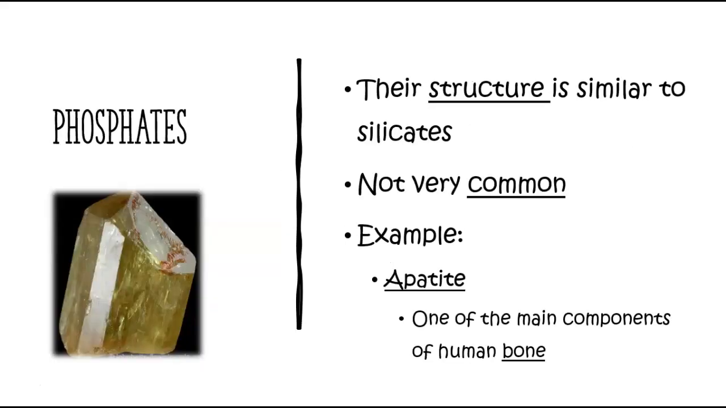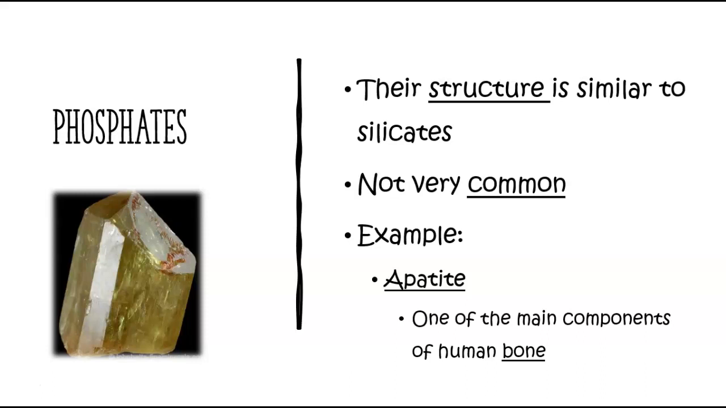Phosphates are another non-silicate. They're a lot like silicates, except the silicon isn't in there, but they do have a similar structure with that tetrahedron type structure. They're not very common. One example, though, is apatite, which is a pretty important mineral because it is actually the main component of your bones.